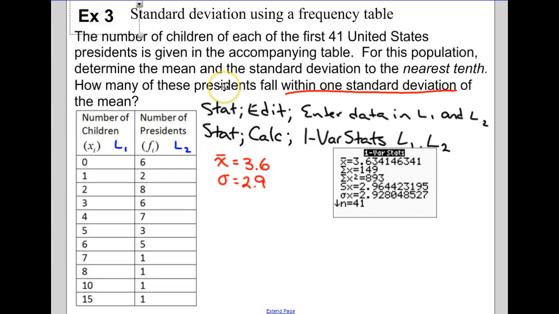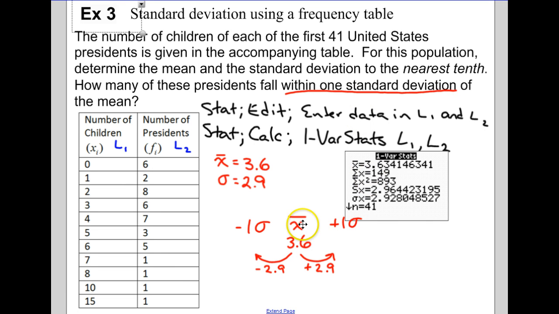So when it asks how many of these presidents fall within one standard deviation, what we need to do is compute the amount above and the amount below the mean. So something like this. Okay, here I've got the mean sitting in the middle, 3.6. I'm going to add on a standard deviation, so plus 1 standard deviation. I'm going to subtract 1 standard deviation. So use your calculator, or your head, to add 2.9 and subtract 2.9. Again, write this stuff on your paper. Hopefully you got these values, 0.7 and 6.5.